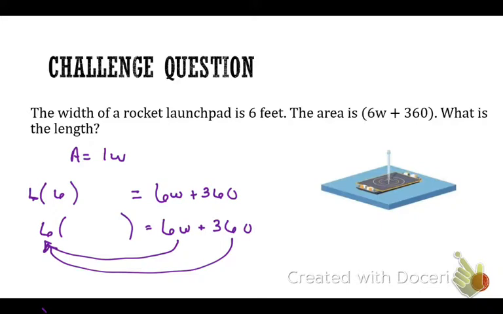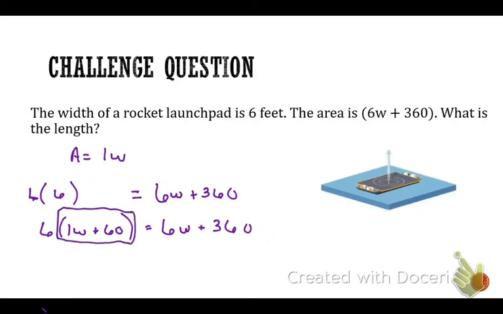So what's 6W divided by 6? 1W. What's 360 divided by 6? 60. Okay? So this is your length. If 6 was your width and your whole area had to be 6W plus 360, then your length is 1W plus 60. This is your answer. When we did L times 6, that was just length times width, but you need to write it in reverse.